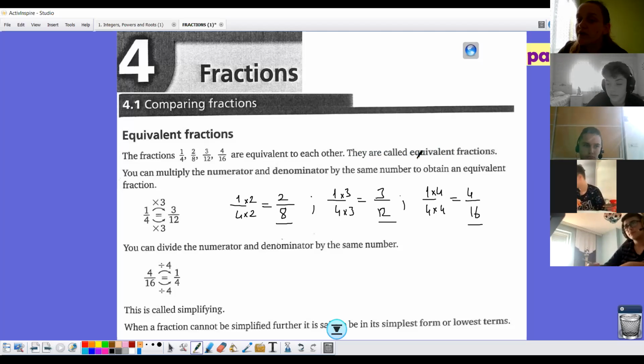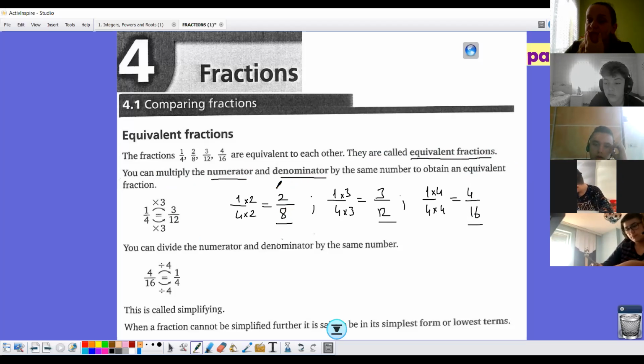They are equivalent. We call them equivalent fractions. Equivalent means that they are equal, they are the same. So we are multiplying the numerator and denominator. Which one is the numerator? Which one is the denominator, Yavuz? The numerator is the up number, the denominator is the down number. So this one is the numerator, this one is the denominator.